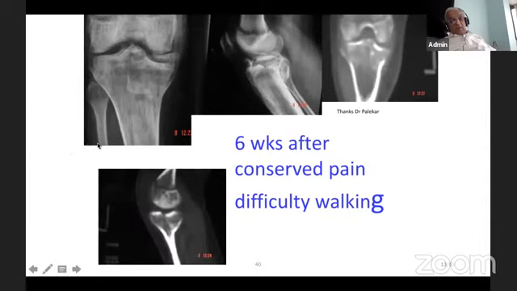Now here is the second case. It's 6 weeks after it was treated conservatively. I don't know how it was managed. Unfortunately, even though the CT scan was there, the surgeon decided to treat it conservatively. He felt he wasn't up to it. So now once it has been treated conservatively, he comes over 6 weeks later. 6 weeks is a good time to go down.